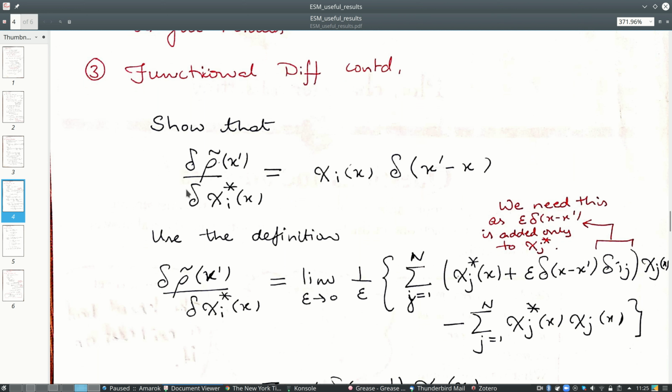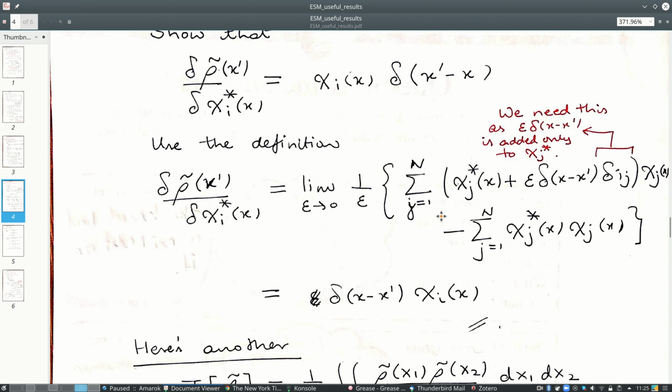Alright, so this is our job. We want to show that the functional derivative of rho tilde with respect to chi i star is equal to chi i and a delta function of x prime minus x. Now, where did the x prime and x come from? Well, rho tilde is a function of chi of x prime, and I'm differentiating with respect to chi i star, which is a function of x. Alright, so let's see how this works.